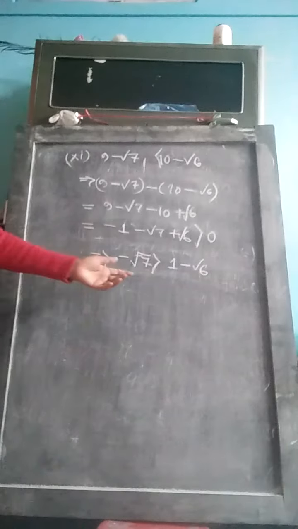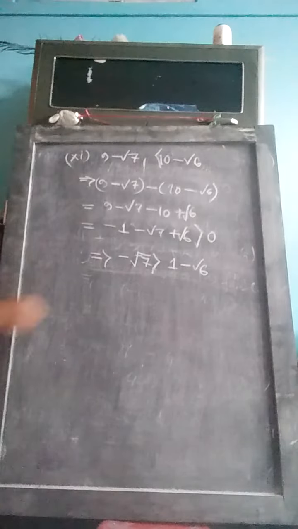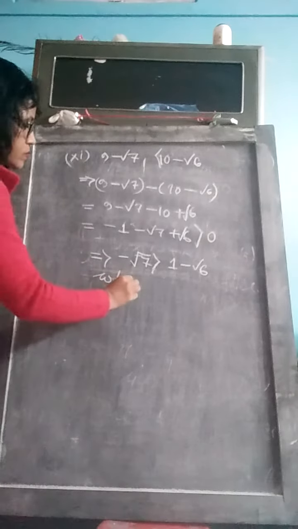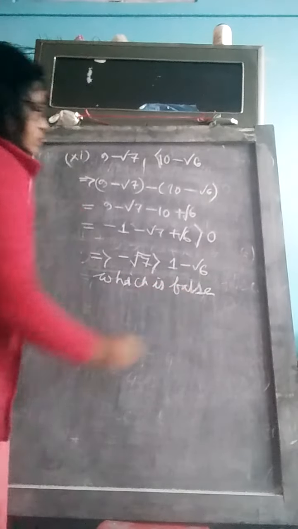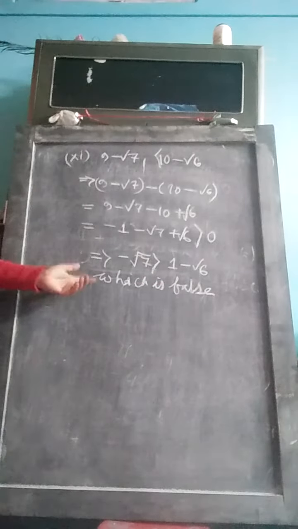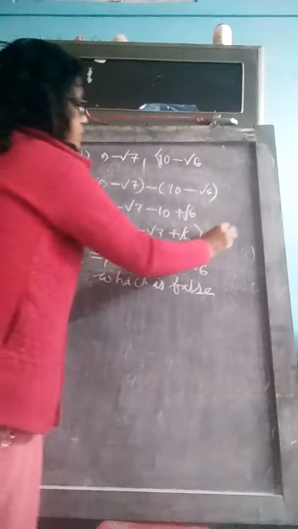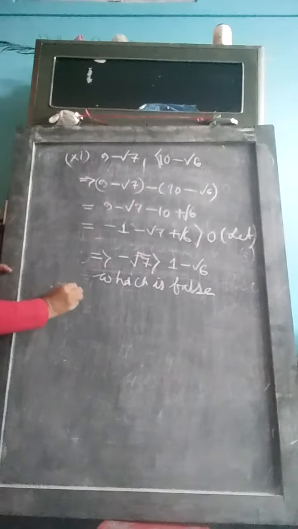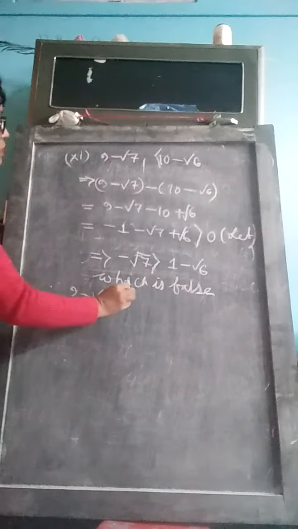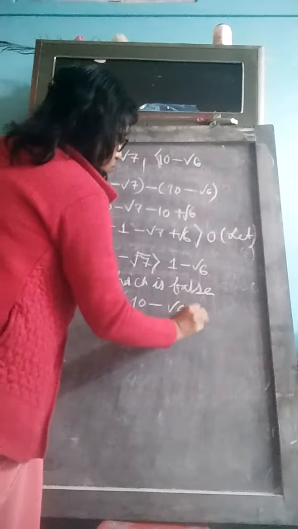Therefore, minus root 7 is greater than, which is false. So it will be false. Let this be greater than 0. Therefore, 9 minus 7 less than minus 6 is false.